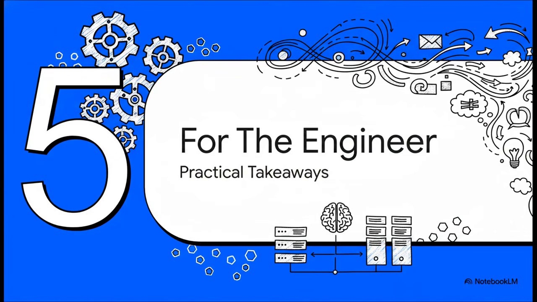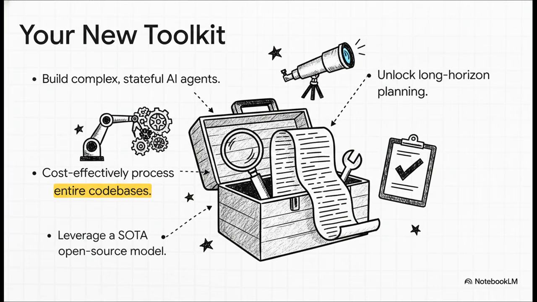So let's bring this all home. What does all of this mean for you, and how can you start putting this powerful new tool to work, like today? The bottom line is this. You can now build way more complex, stateful AI agents that truly remember things. You can cost-effectively chew through enormous documents, code bases, you name it. And you can do all of this with a top-tier open model that gives you more verifiable and robust workflows. It's a total game-changer for any kind of long-term planning and reasoning.